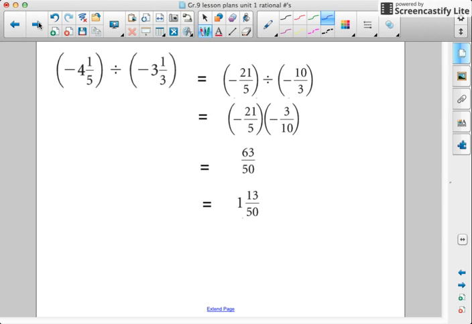Okay, next example. This is an improper fraction or mixed number divided by another mixed number. So what they did was change it to improper fractions. Okay, they changed it to multiply right here with the brackets and flipped from negative 10 over 3 to negative 3 over 10. Then they multiplied straight across and made it back into a mixed number.